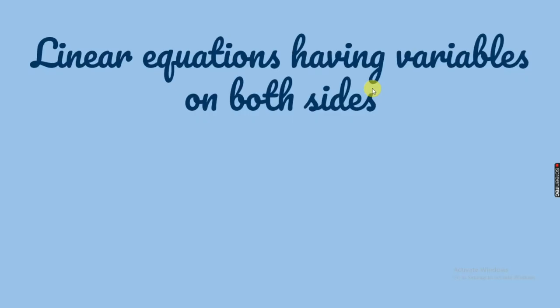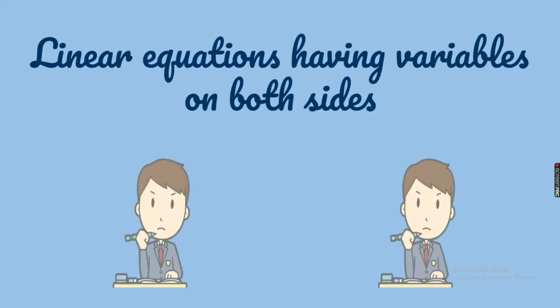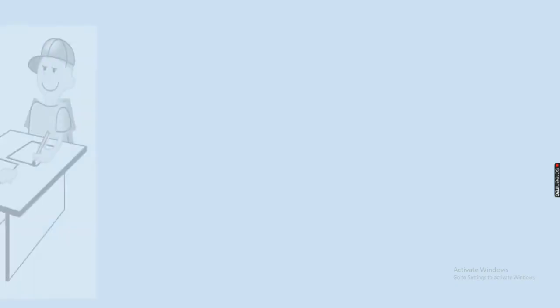Hello friends, today we are going to start our new exercise, that is linear equations having variables on both sides. Earlier we have discussed linear equations having the variable on one side. Now we are going to discuss equations where variables are on both sides. This is exercise number 2.3. Let us move on.